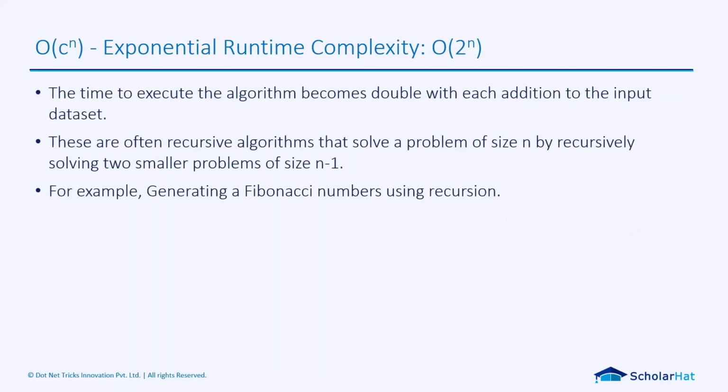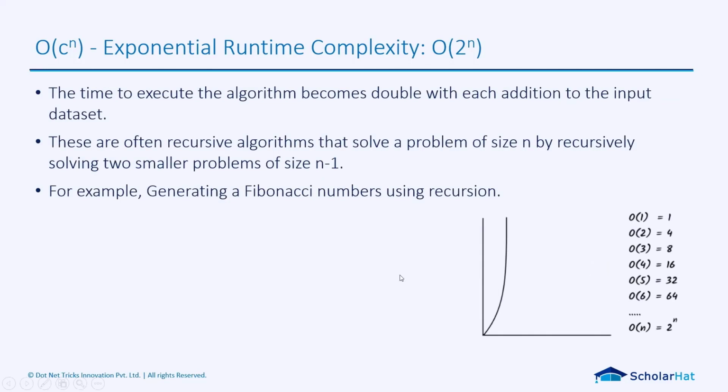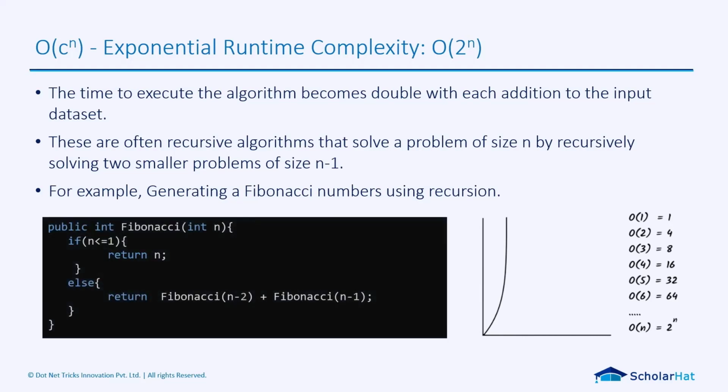So next up, that is exponential runtime complexity. That is, it is going to increase exponentially. So the time to execute the algorithm becomes double with each addition to the input data set. These are often recursive algorithms that solve a problem of size n recursively. So when you solve a problem recursively, that time it is going to take O of 2 to the power n complexity. That is very high. You can see as input grows gradually, the output is coming to be very, very high, isn't it?